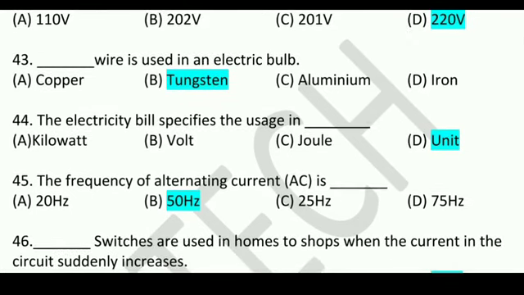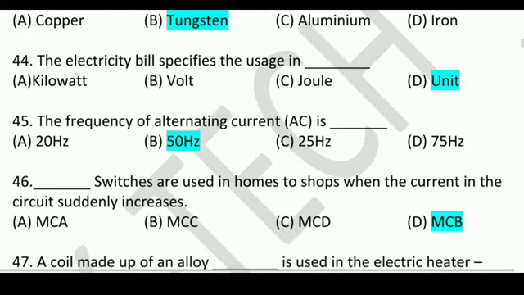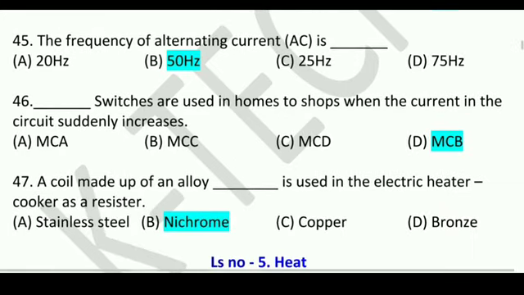Dash wire is used in an electric bulb. Correct answer is tungsten wire. The electricity bill specifies the usage in dash. Yes, answer is unit. The frequency of alternating current, that is AC, is dash. Yes, the frequency of alternating current is 50 Hertz.